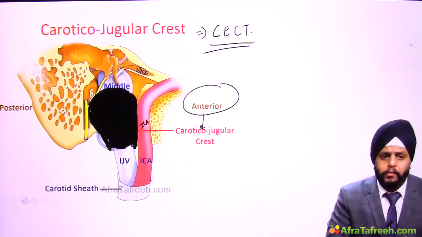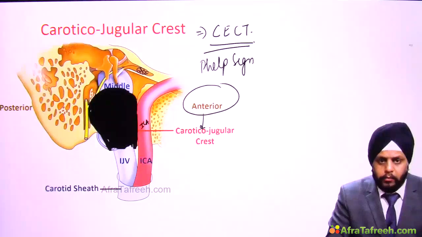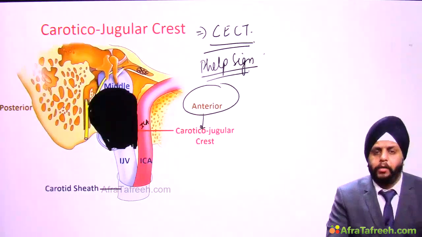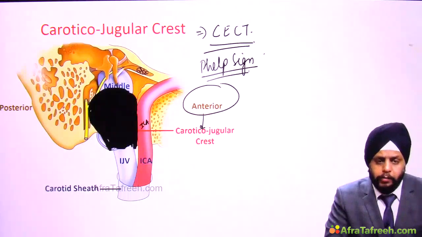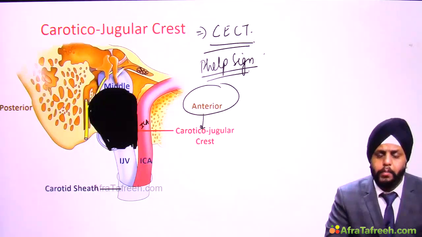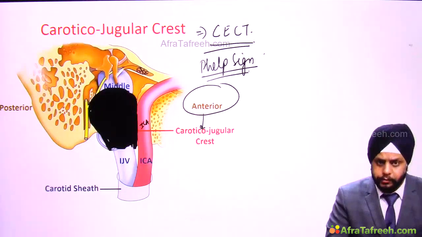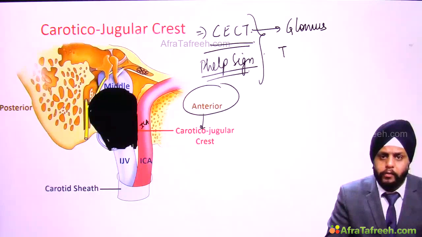Okay, so this is known as Phelps sign. What is Phelps sign? Phelps sign is inability to distinguish between carotid artery and jugular vein or jugular bulb. Inability to distinguish between carotid artery and jugular bulb due to erosion of caroticojugular crest. And this Phelps sign is seen in contrast enhanced CT scan of glomus tumor.